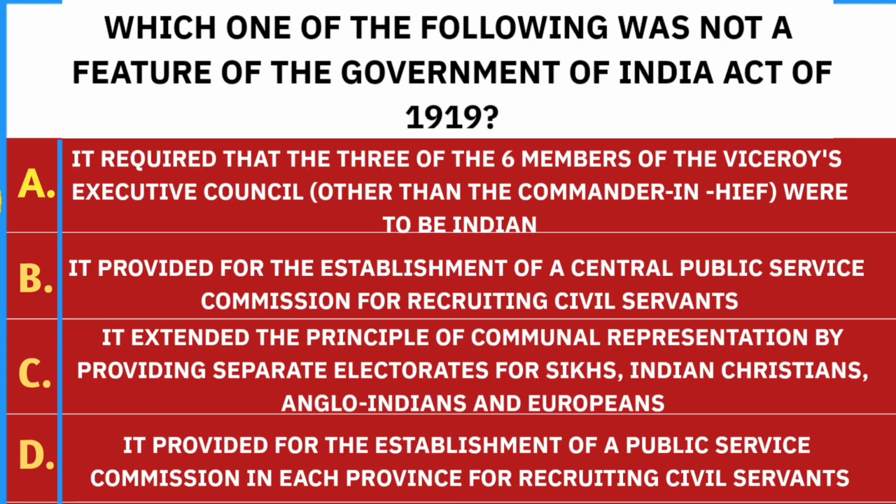Which one of the following was not a feature of the Government of India Act of 1919? The right answer is D. It provided for the establishment of a public service commission in each province for recruiting civil servants.